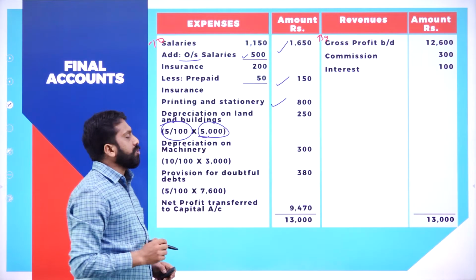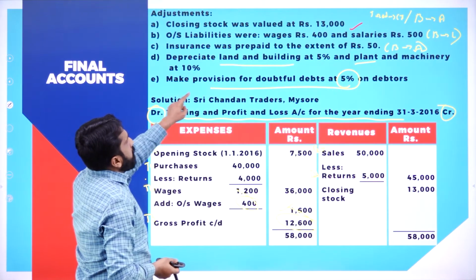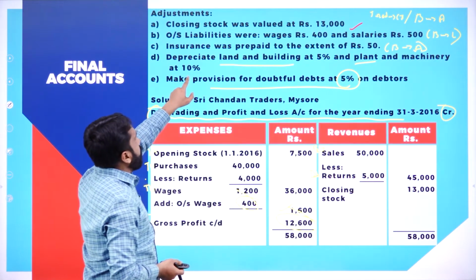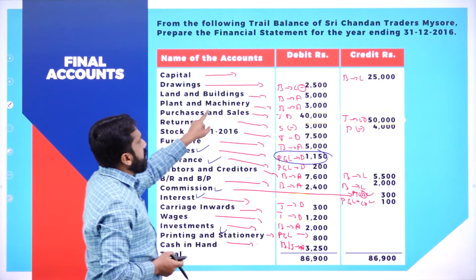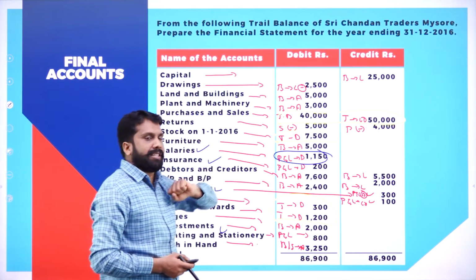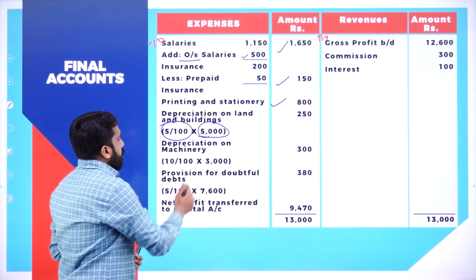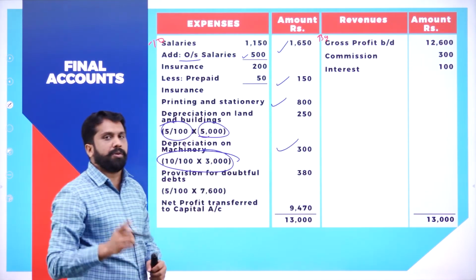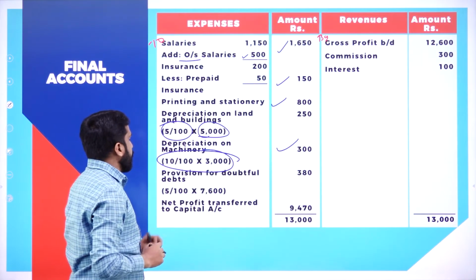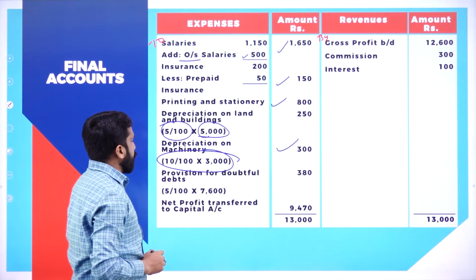Now, depreciation on machinery. Go back to your adjustment. Machinery, what percentage? They have given 10%. What is your value of machinery? It is 3,000. Now, 3,000 into 10%, it is 300. Hope you are clear. Similarly, provision for doubtful debts.